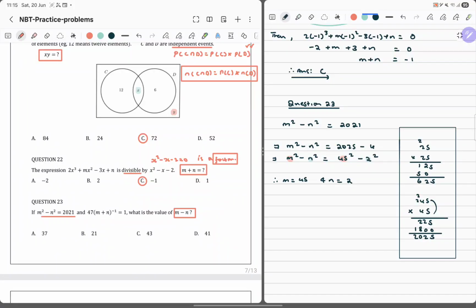n is 2. So what are we looking for? m plus n. This is 45 plus 2. No, it's minus n, excuse me. So this is 45 minus 2, which is 43. So the answer is C.